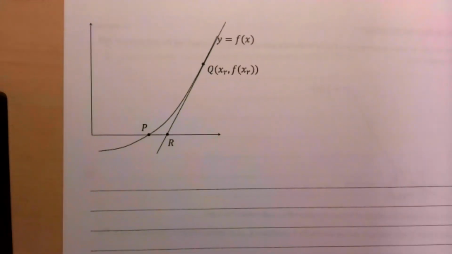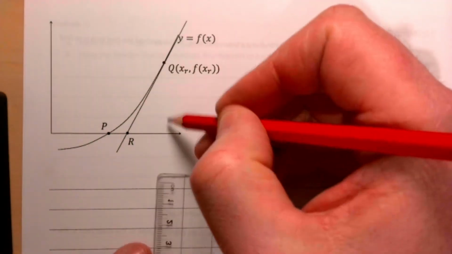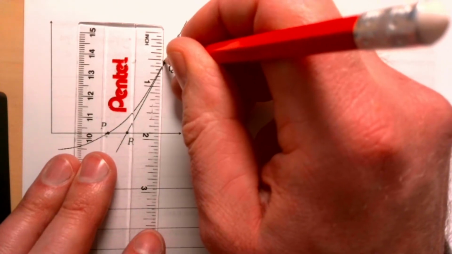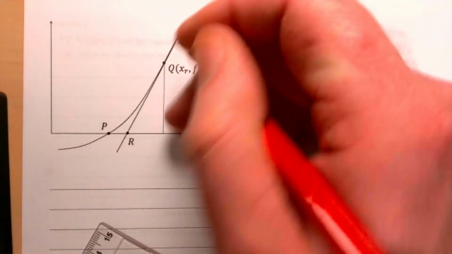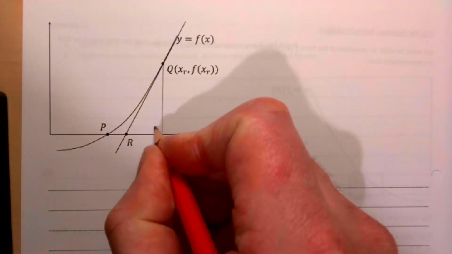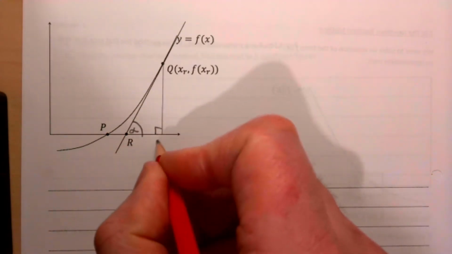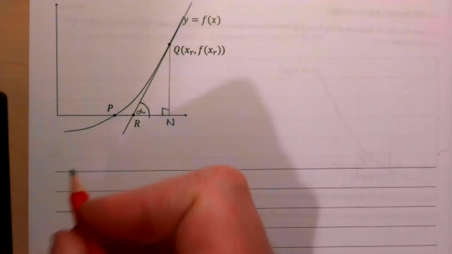So if we go over to the other page, we can see this diagram again and see if we can come up with our formula for the Newton-Raphson method. The way we set it up is as follows. I'm going to bring a vertical line down from Q, and the point where it hits I'm going to call N, and we're going to base it on this right-angled triangle here. I'm going to call this angle alpha. So what do we know?